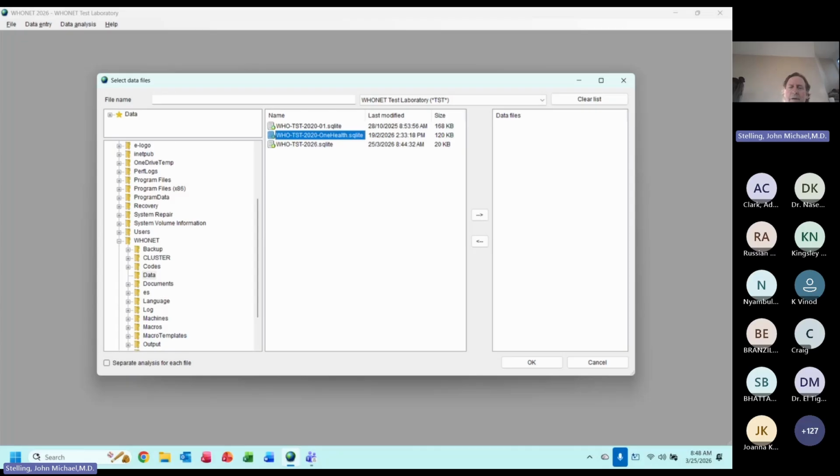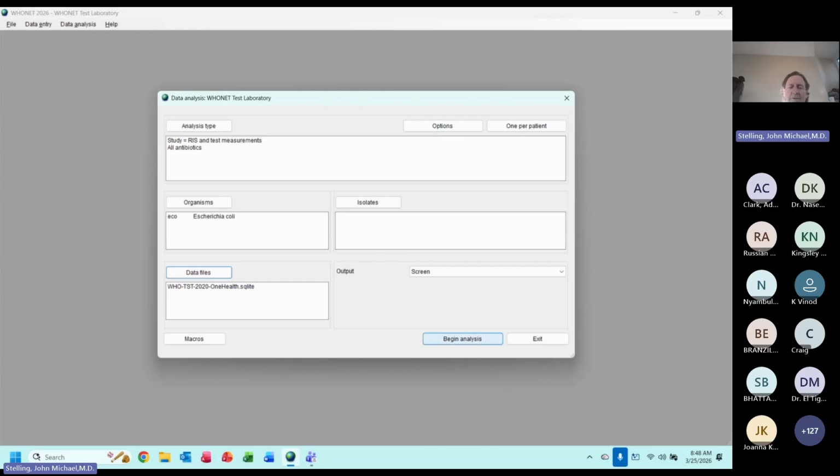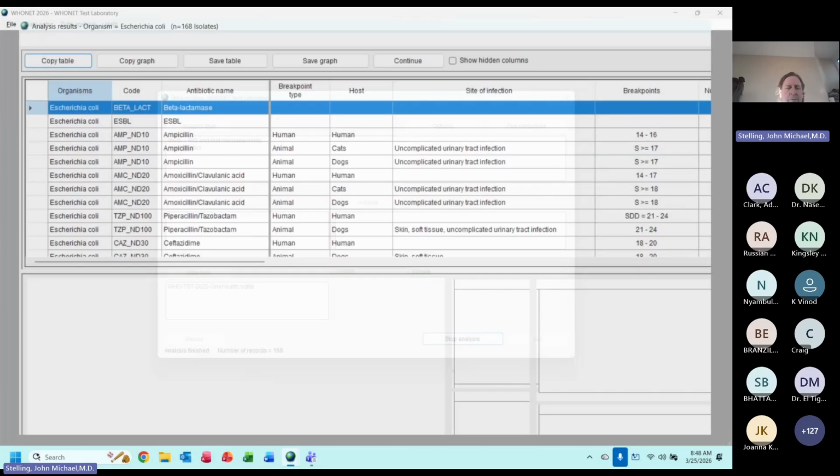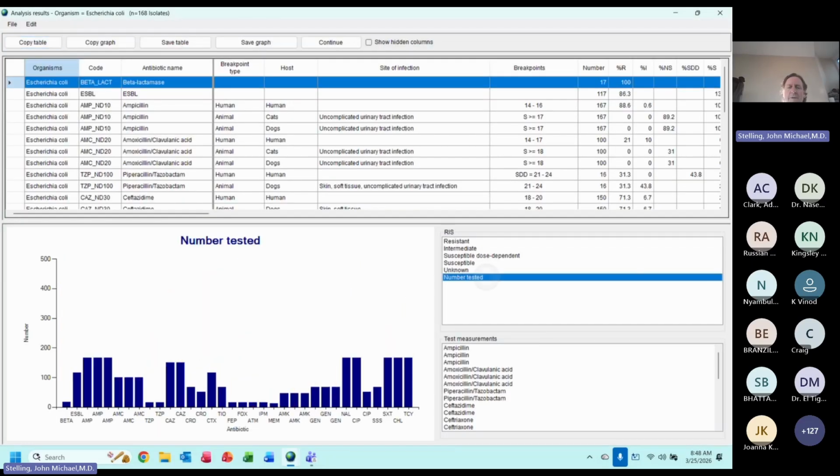So I'm going to choose that one file. Of course, you can choose as many files as you want. You say, OK. Begin analysis. And it gives me my detailed report. I like to start here on the graph number tested. And here I can see the antibiotics that were tested and how often they were tested. Here at the top left, you see ampicillin 3 times. I'll explain why in a moment.